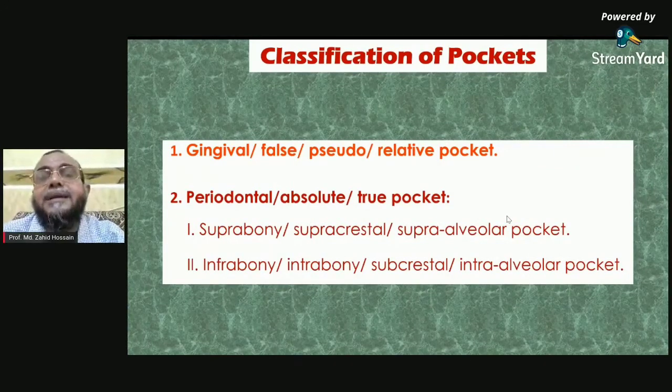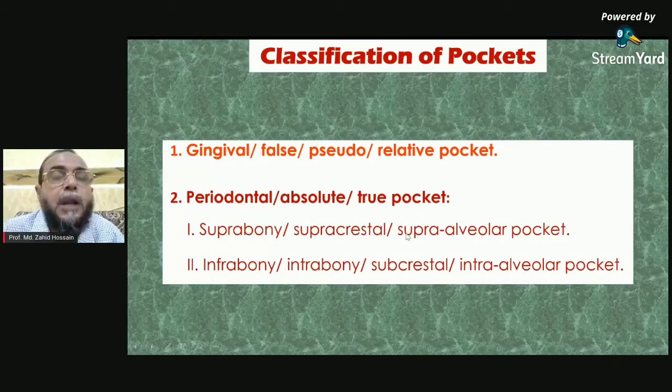Only if you take an X-ray. The X-ray will show whether there is bone loss or not. If bone loss is present, it means this is a true pocket. If bone loss is not present, it means the junctional epithelium is still attached to the cemental junction, so the actual periodontal tissue is not lost. It means no loss of cementum, no loss of periodontal ligament, no loss of alveolar bone. Only the gingiva is enlarged due to inflammation, or due to drugs; different types of medicine can also enlarge the gingiva. So this type of pocket we call a false or pseudo or gingival or relative pocket.